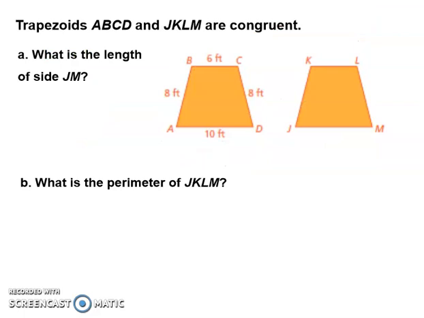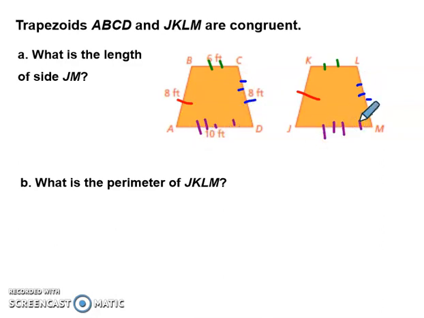Awesome. In this example, it says trapezoids ABCD and JKLM are congruent. What is the length of side JM and what is the perimeter of JKLM? So pause the video, try these two questions out the best you can. I know you can do it, and then resume when you want to hear the answers. Okay, so we know that these two trapezoids are congruent. So AB is going to be congruent to JK. BC is going to be congruent to KL. CD is going to be congruent to LM. And we know AD is going to be congruent to JM.